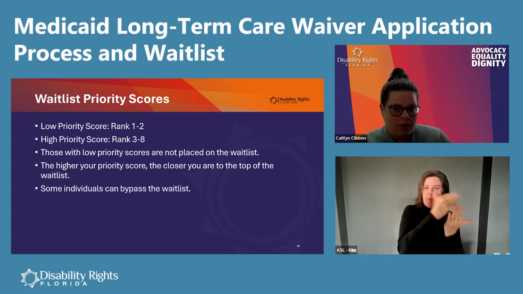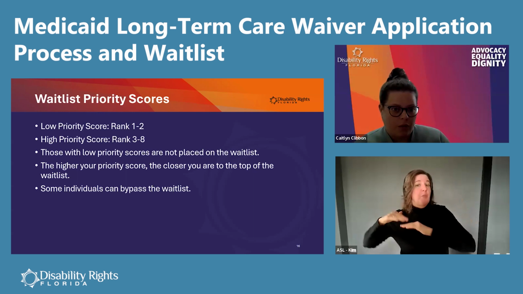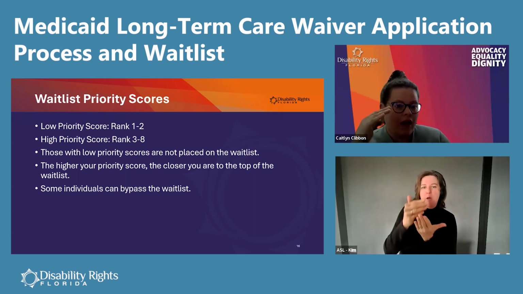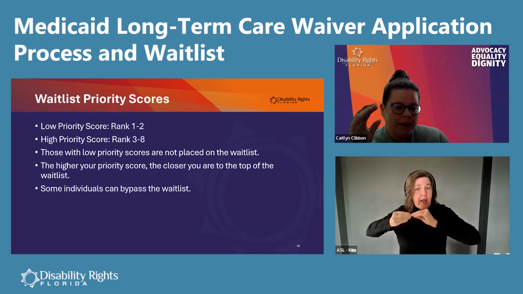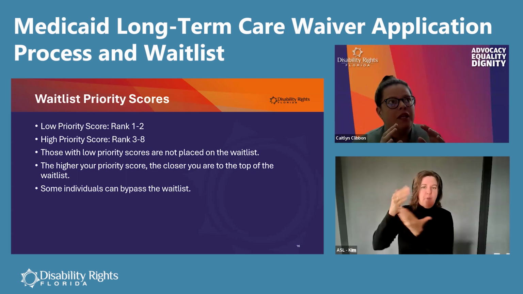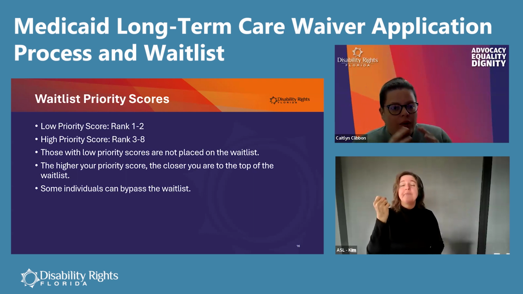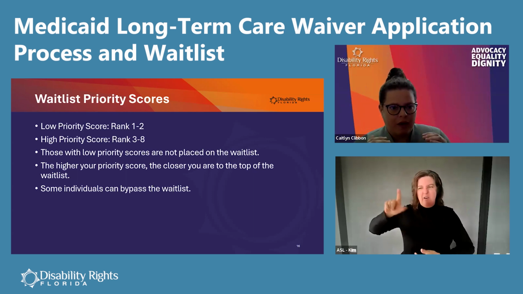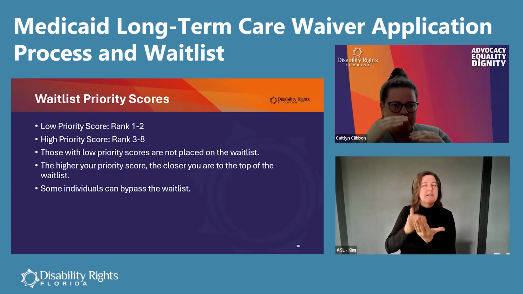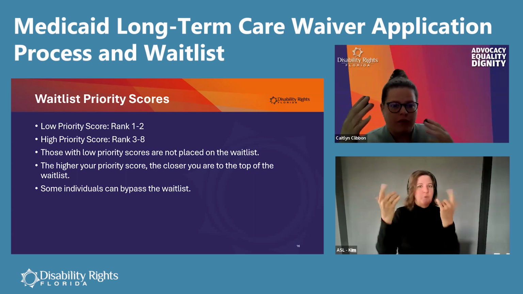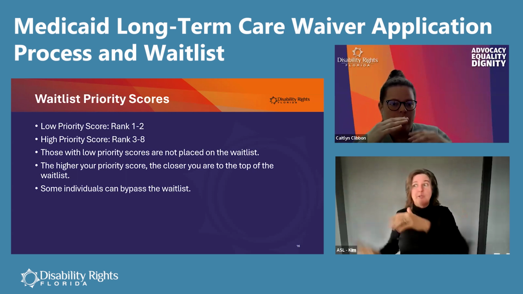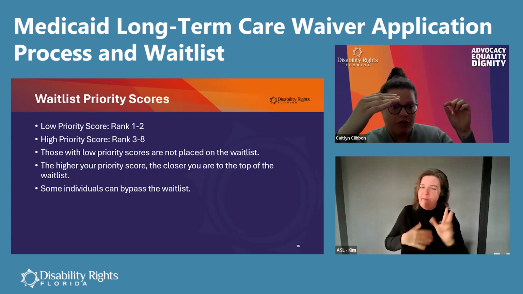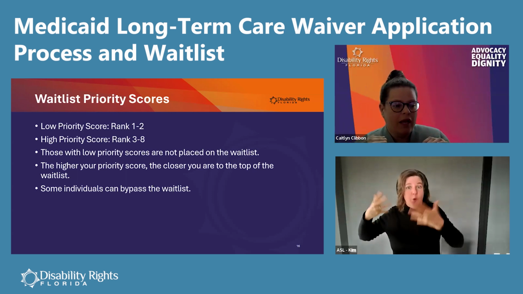If you're 3 or above, you do go onto the wait list, and the higher your rank, the higher you are on that wait list. And I do want to mention that the long-term care waiver wait list isn't a wait list in the way that people typically think about it. Like it's first come, first served, or when one person comes off the wait list, you move up a spot. It doesn't work that way.